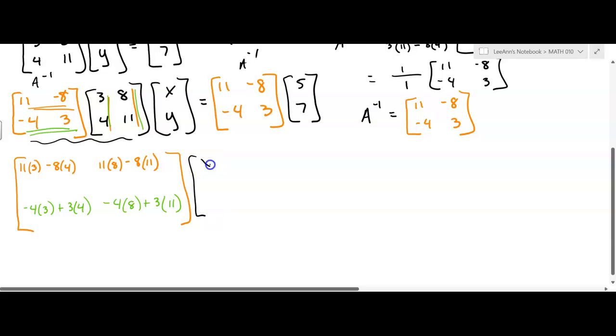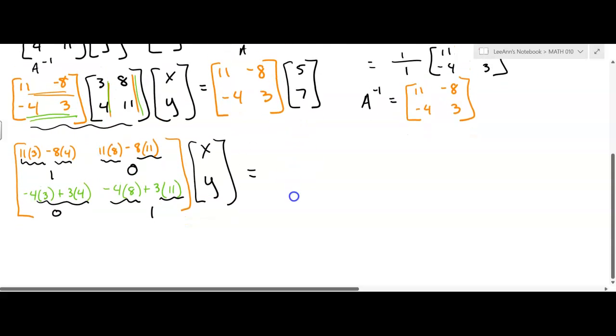Okay, now finish off the equation. Let's just write x, y equals, and we know what's going to happen here. This is going to be 33 minus 32, which is going to be 1. And this is going to be 88 minus 88, which is 0. And this is going to be negative 12 plus 12, which is 0. And negative 32 and 33, which is going to be 1. This turned into the identity matrix. So we get just x, y.